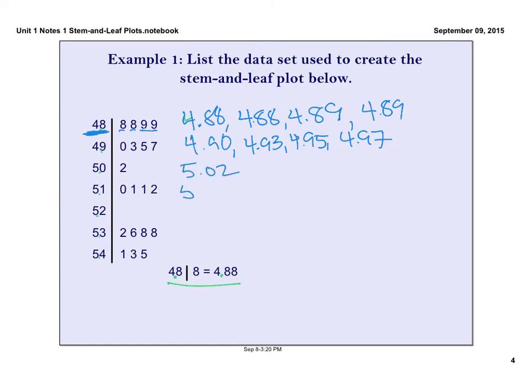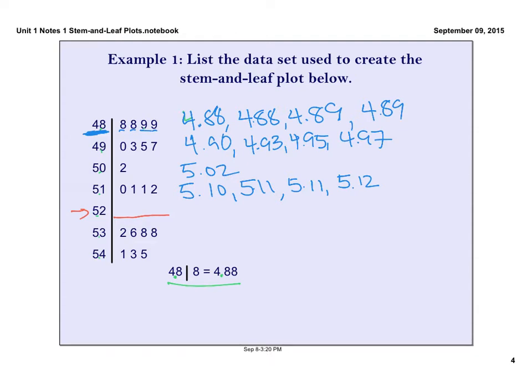The next row down after that is 5.10, 5.11, 5.11 again, and 5.12. Now, this next row, I want to talk about this one. This one looks a little bit different. There are no leaves here. There are no leaves in that row.